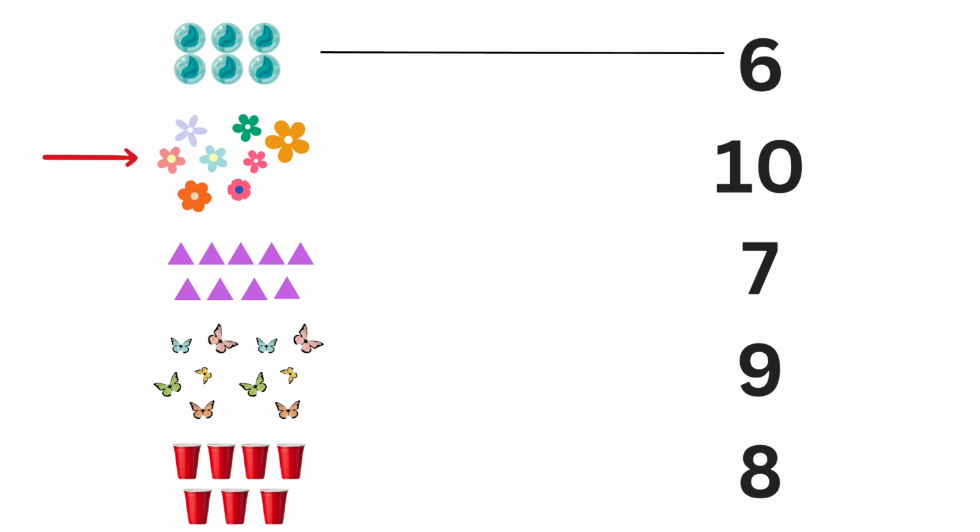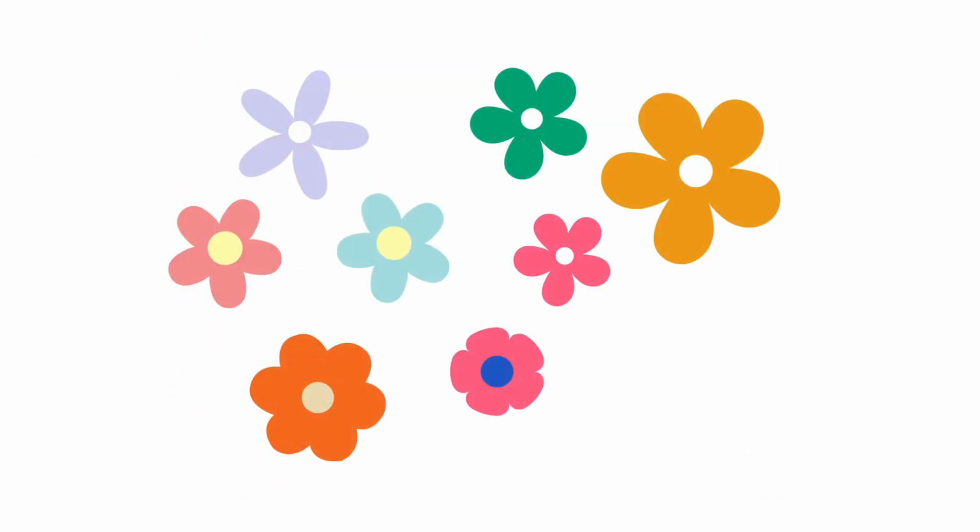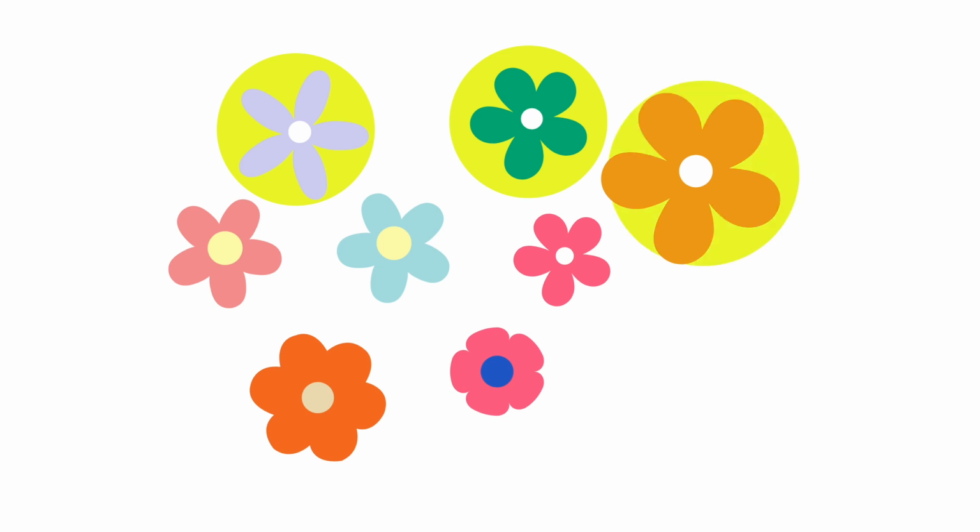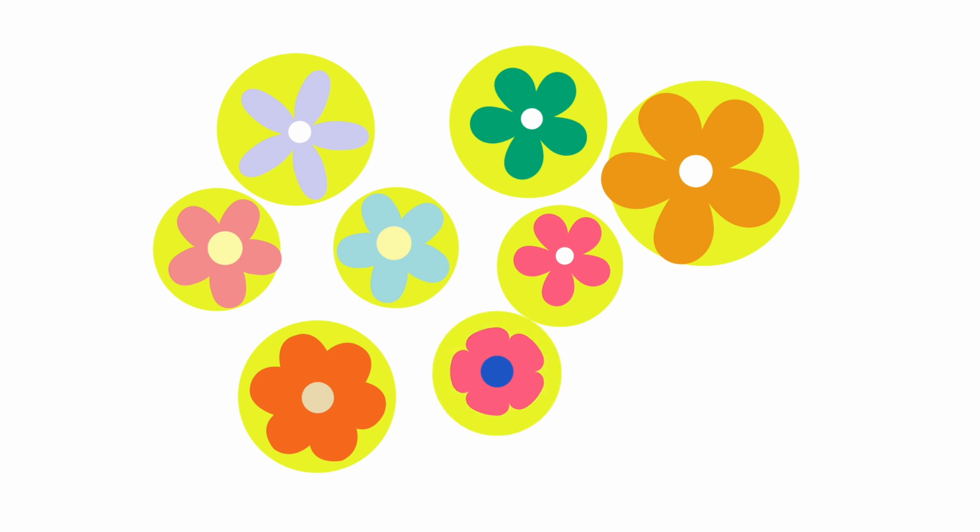How many flowers do you see? Let's count together. 1, 2, 3, 4, 5, 6, 7, 8. You are doing great. I see 8 flowers.